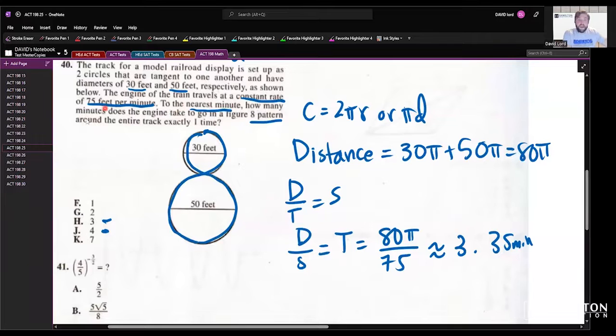To the nearest minute, how many minutes does the engine take to go in a figure 8 pattern around the track exactly one time? So if the question said at least one time, or it must go around one time, I would pick the answer J because it needs at least 3.35 minutes to make it all the way around. But because it's 3.35 minutes and we're rounding to the nearest minute, we can round this down to 3 minutes. And that's why the answer was H.